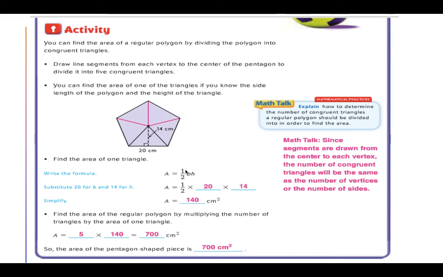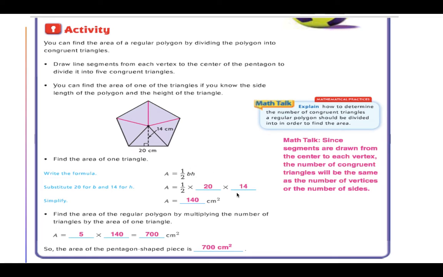To find the area of one triangle, I do half the base times the height. So I'm going to plug in this information. The base, the bottom part of the triangle, B for bottom, B for base, okay? That's how I remember it. 20 centimeters is the base. So here we go. I put the 20 for the letter B. 14 is the height, from the top of the triangle straight down to the base, is 14 centimeters. Here's 14.